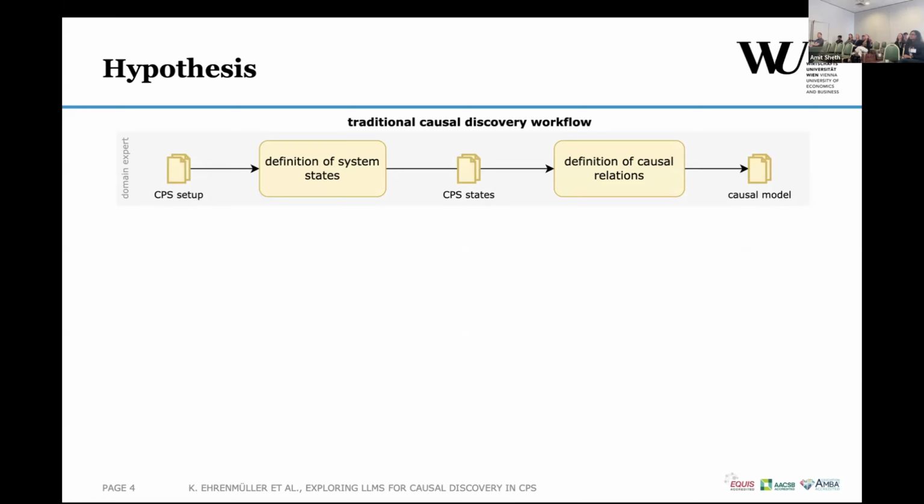Then we ask the expert to define some states that are interesting to them. For example, the overload is one of the states that could be interesting, and the low state of charge is another state. We collect what is interesting to them. Once we have these states, we look further into defining causal relations between the states, for example which one is the cause of the other, to get to the causal model that we are interested in.